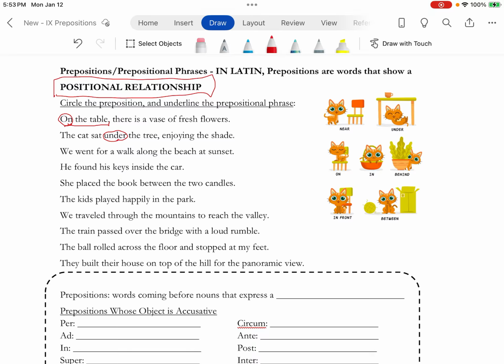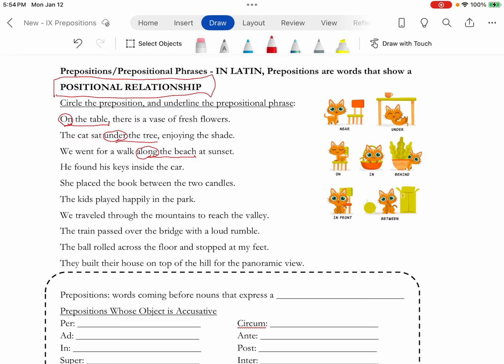The cat sat under the tree enjoying the shade. Under is going to be our positional word, and tree is its object. So under the tree is going to be our prepositional phrase. We went for a walk along the beach at sunset. Along is our positional word, and then the beach is the object. So along the beach is our prepositional phrase.